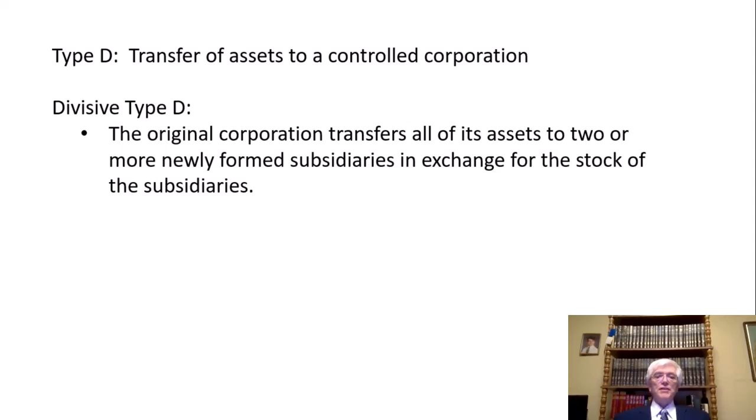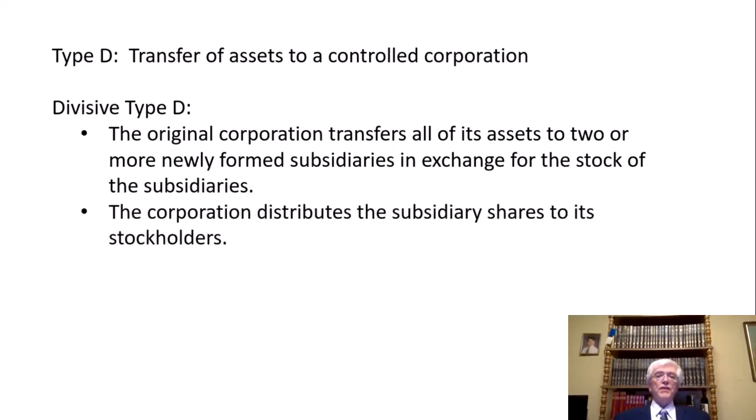You can also have the original corporation transfer all of its assets to two or more newly formed subsidiaries in exchange for the stock of those subsidiaries. So now the original corporation is just a holding company with those two subsidiaries as the companies that it's holding. And then it says, all right, now we're going to take the stock of the subsidiaries and we're going to transfer them to the stockholders. And now you can do it in a lot of different ways.